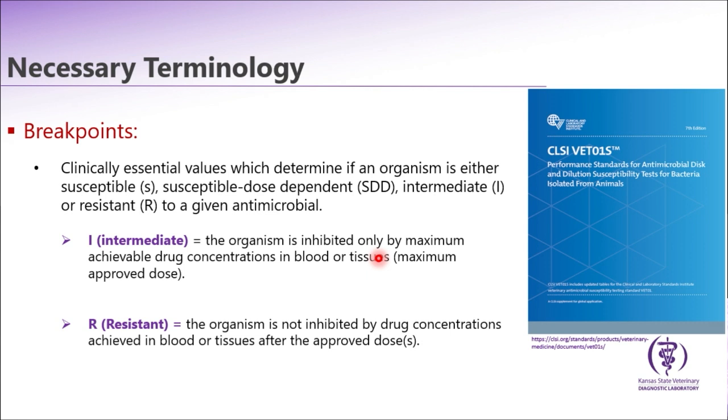And then of course we have resistance, which means that the organism is not inhibited by the achievable concentration of the antibiotic in the blood or in the tissues after the approved dose. So the dose is given, we reach a certain concentration in the target tissue. However, this specific organism will not be affected by this concentration.